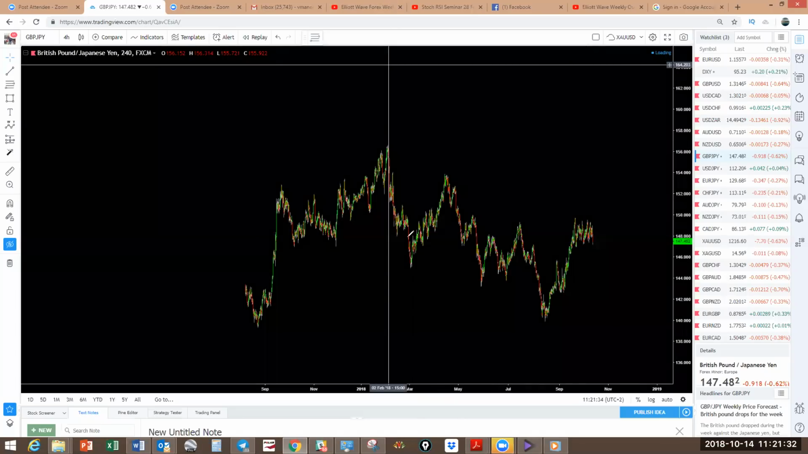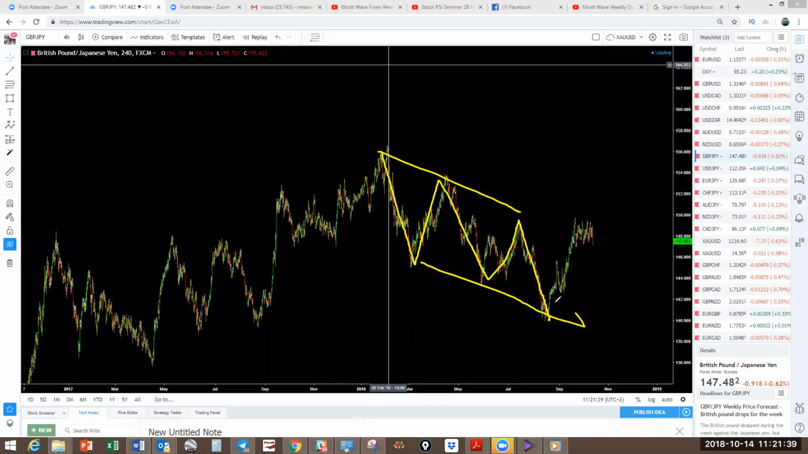Instead of this being a WXY move, but rather a WXYXZ, that means that is completed and we are ready to get this corrective structure here, not a triangle, and another move, at least minimum to that level for another move. So we need to watch.